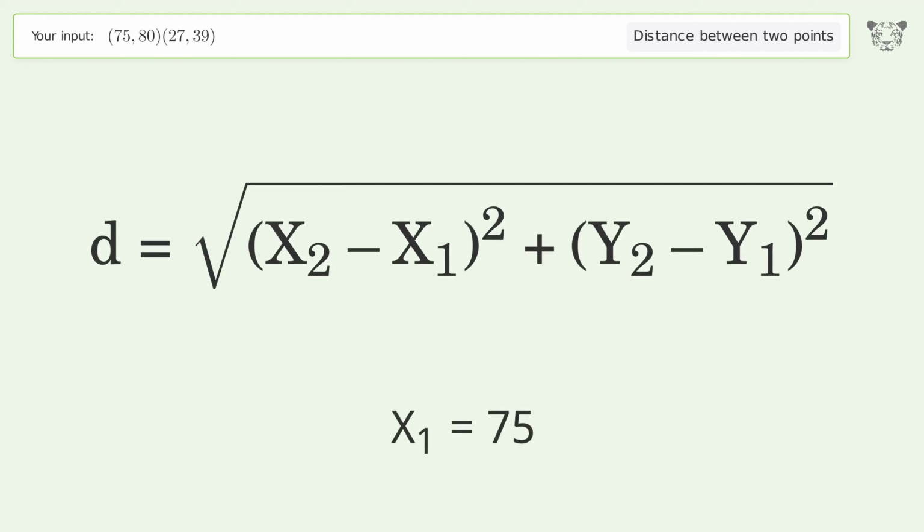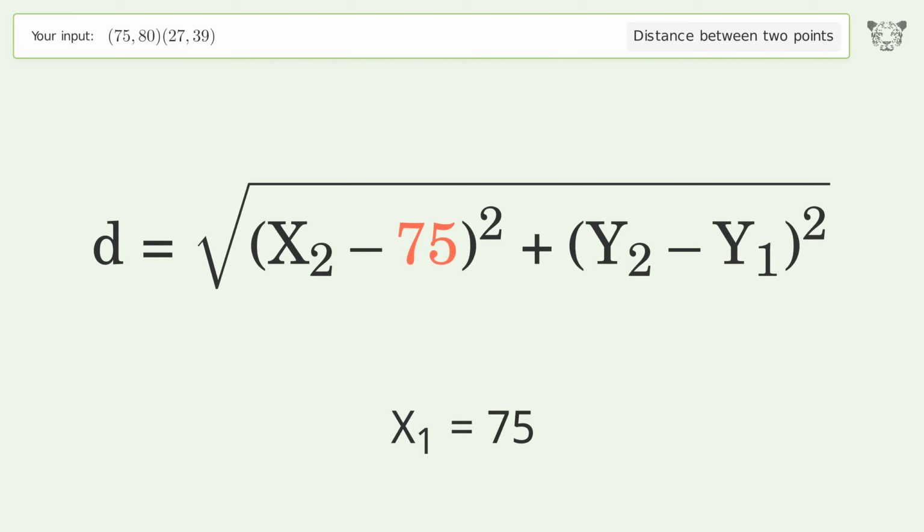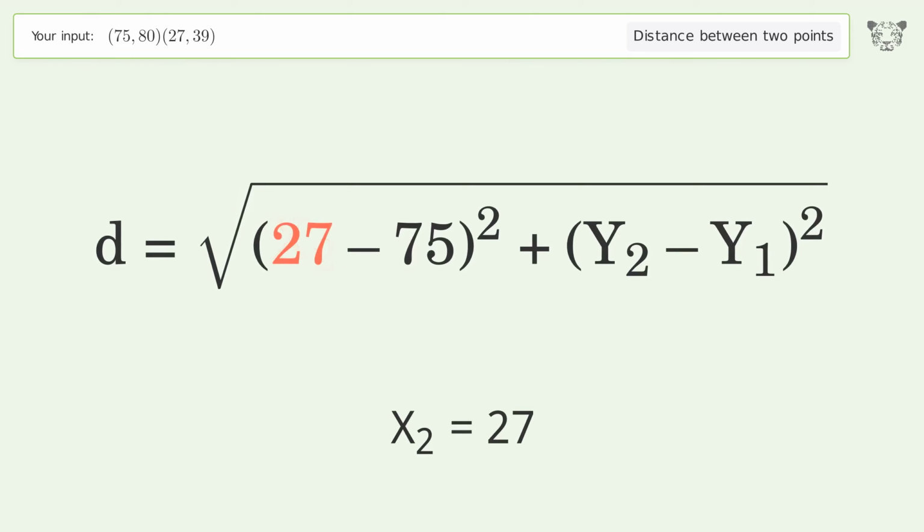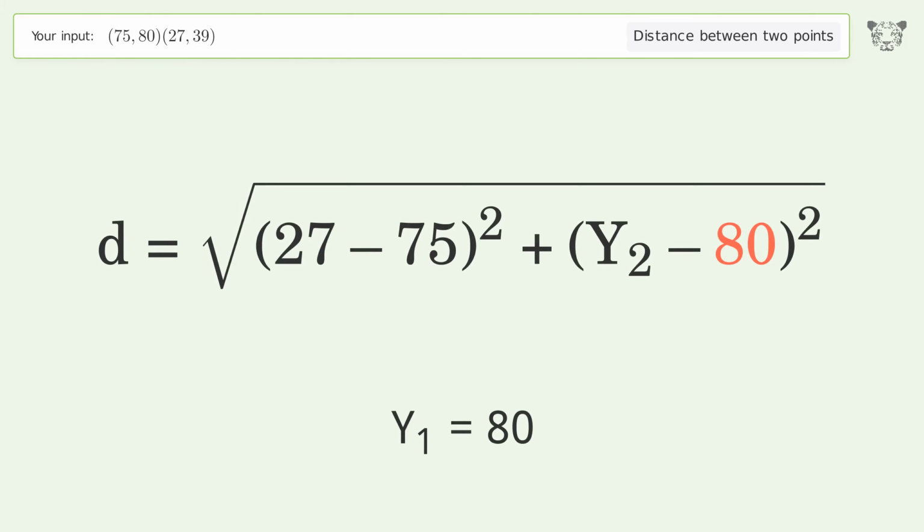x1 equals 75. x2 equals 27. y1 equals 80. y2 equals 39.